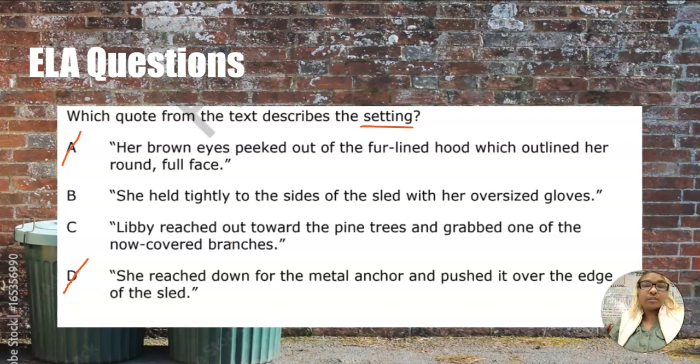Once students can go back and look at the two answer choices left, they would most likely realize that C gives us a little more indication of where she's at, talking about the pine trees and grabbing one of the pine trees with now covered branches. She would be outside somewhere.